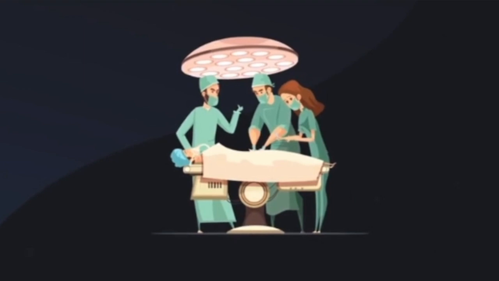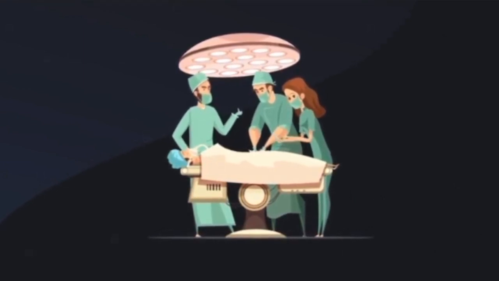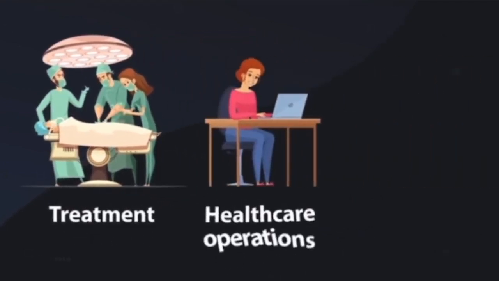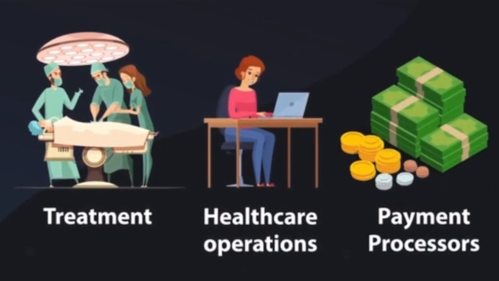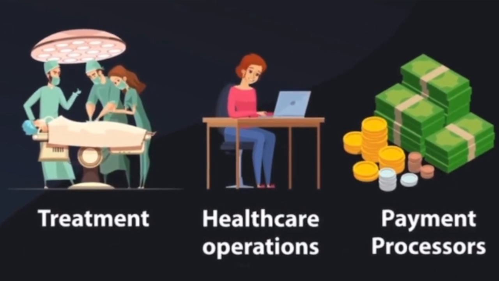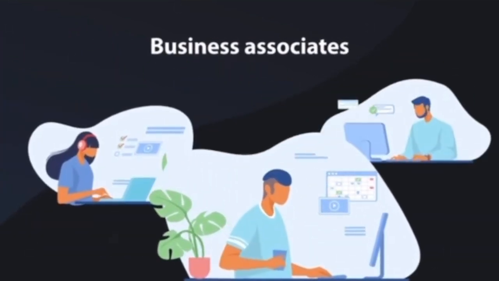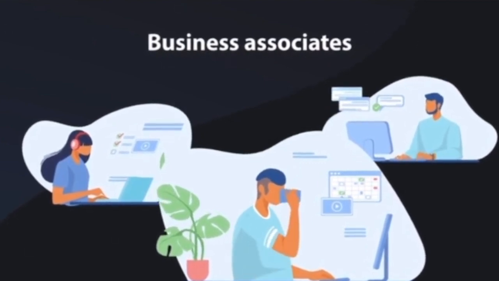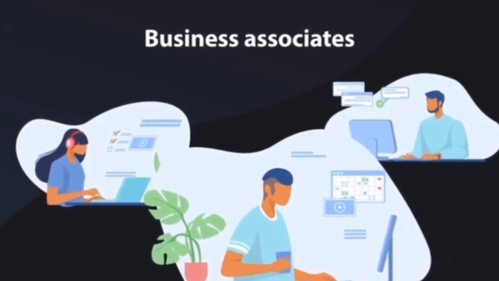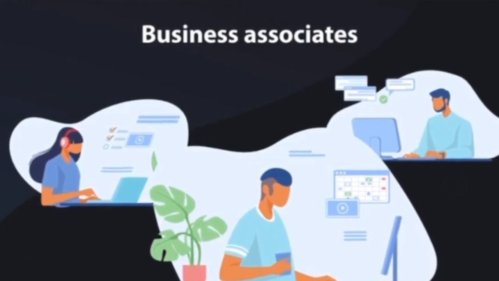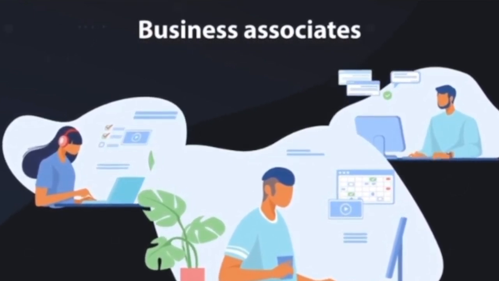A covered entity is any organization that is directly involved with the treatment, healthcare operations, or payment processes for healthcare services. On the other hand, business associates are vendors that work with covered entities to provide a service or function that requires them to use or disclose personally identifiable health information.